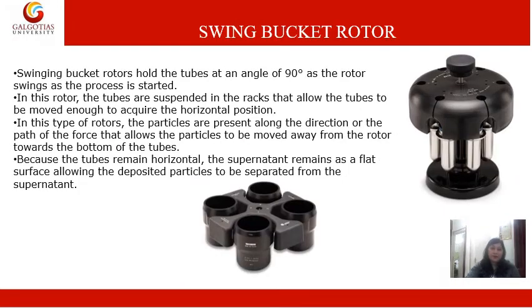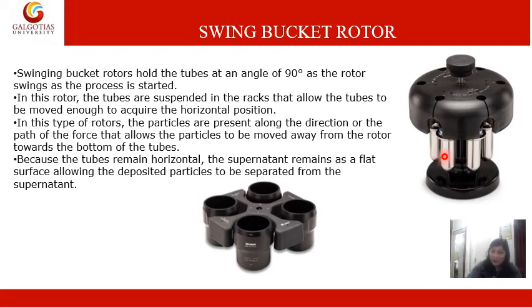Swing bucket rotor. Swinging bucket rotors hold the tube at an angle of 90 degrees as the rotor swings when the process starts. You can see here, this is a picture of a swing bucket rotor. These are the tubes. Here we are calling this tube a bucket. These buckets are joined at the top end but are free at the lower end. When this rotor spins, what will happen? This tube will take a horizontal position, or 90 degrees to the axis of the rotor.